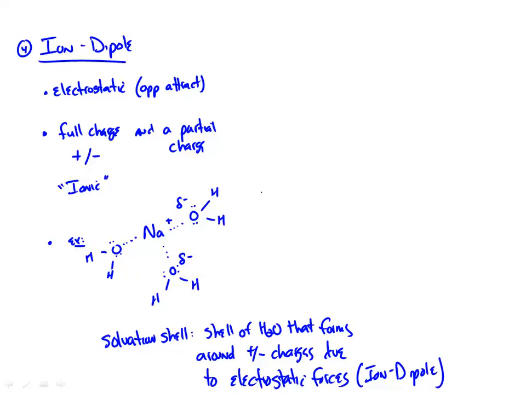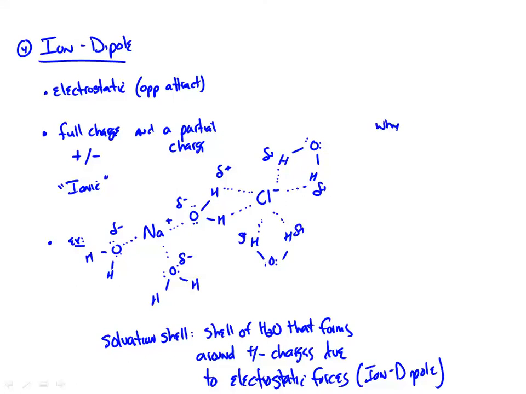And correspondingly, if I have a chlorine with a minus charge, that's going to be attracted to the partial positive charges on the hydrogens. And so you're going to have a shell of water that's oriented around the chlorine kind of in the opposite direction. Like that. And so this is why ionic compounds dissolve well in water. And we'll actually take a look at this solvation process.